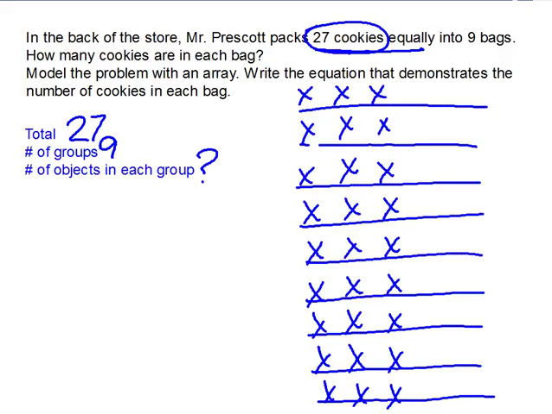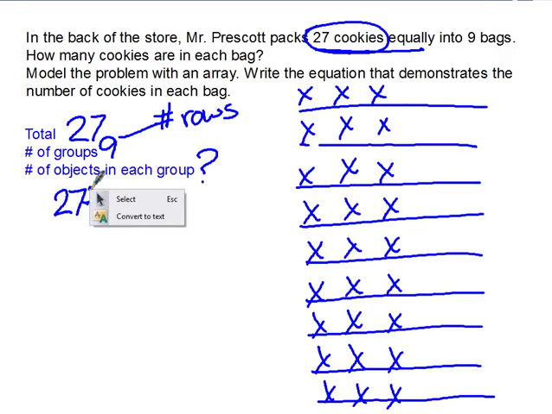So there you have it. We have 9 groups, total of 27 cookies. Remember that the groups must be shown as the number of rows when you are doing an array. If you were doing this as a picture, you would have drawn 9 bags. Those bags just turn into the rows. So when we write that as our equation, we have 27 as our dividend divided by our 9 rows, which equals 3 cookies per row, per group, per bag.